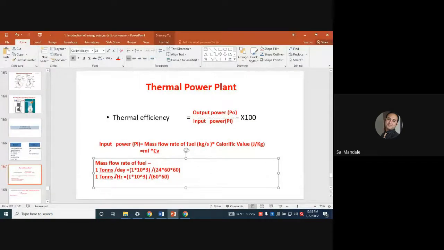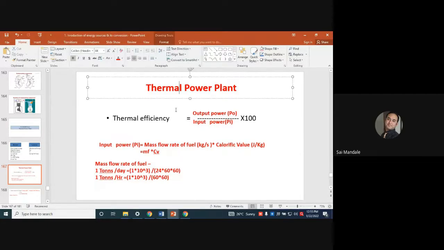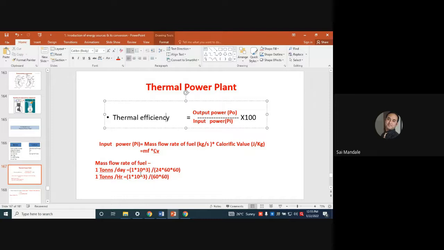So mass flow rate. We are talking about the power plant. The consumption of fuel is in tons. Power plants consume fuel in tons. In some cases, the consumption of fuel in ton per day is given. In some cases, consumption of fuel in ton per hour is given. So we have to convert. We require mass of fuel in kg per second. So how to convert that?